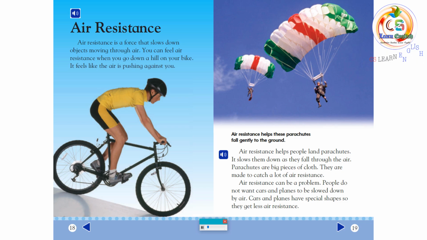Air resistance helps people land parachutes. It slows them down as they fall through the air. Parachutes are big pieces of cloth. They are made to catch a lot of air resistance. Air resistance can be a problem. People do not want cars and planes to be slowed down by air. Cars and planes have special shapes, so they get less air resistance.